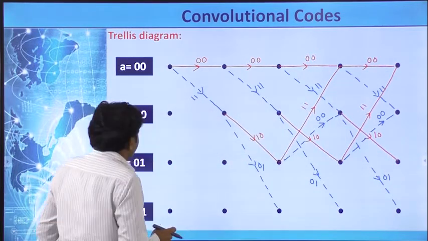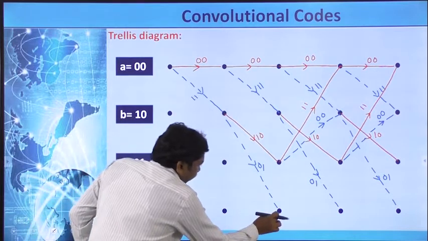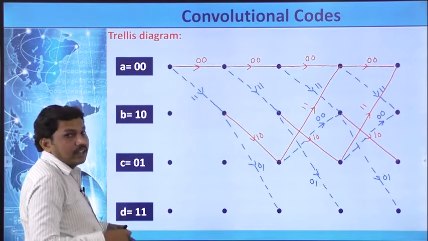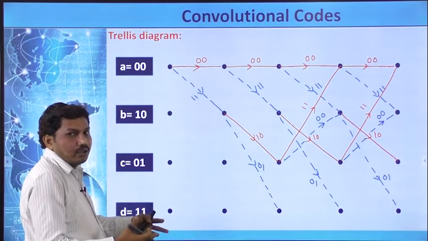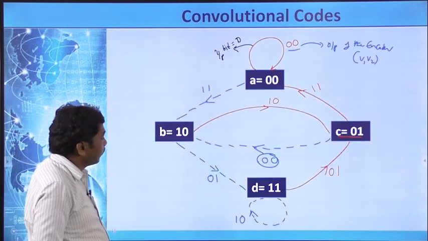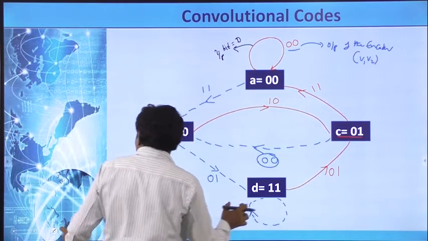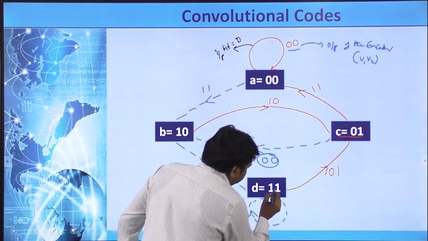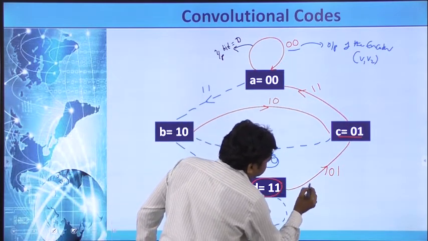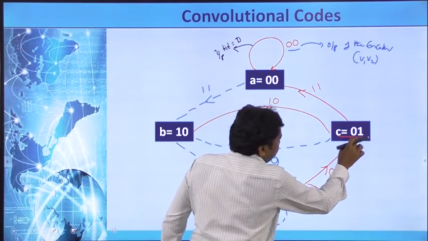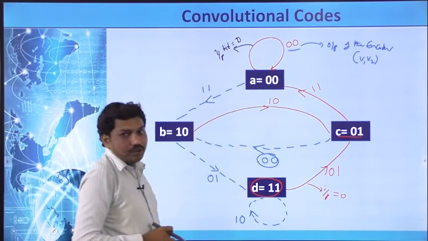Right? Now the present state is 1 1. What is the next state when the input bit is 0 and the corresponding output bits? So look at the state diagram. Present state is 1 1. When the input bit is 0, that is this one, the solid line. When the input is 0, it moves into 0 1 state with the output bits 0 1.